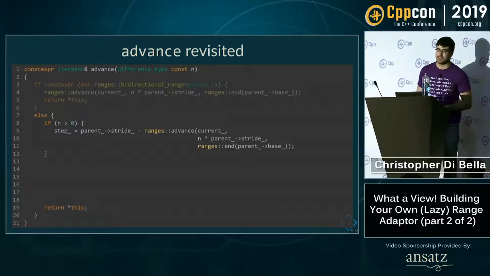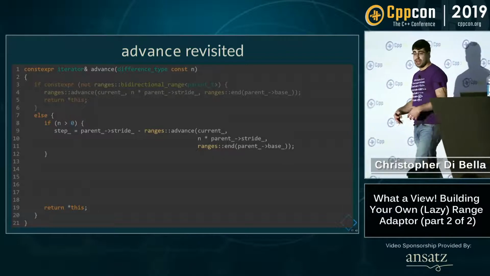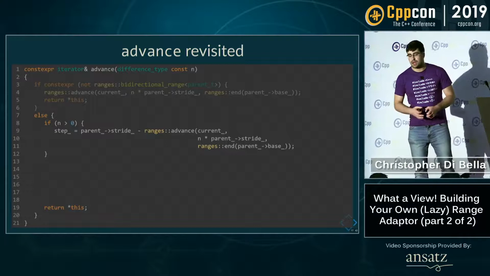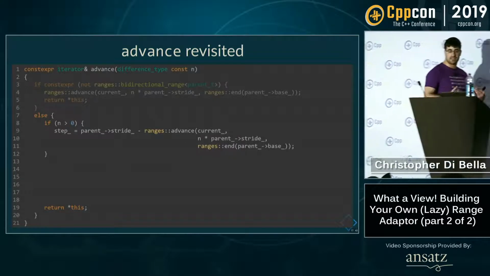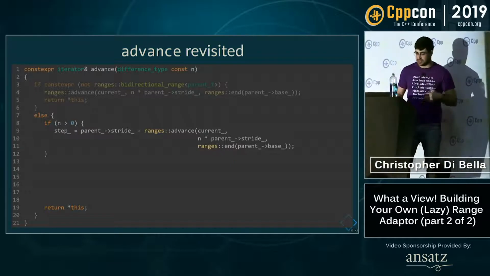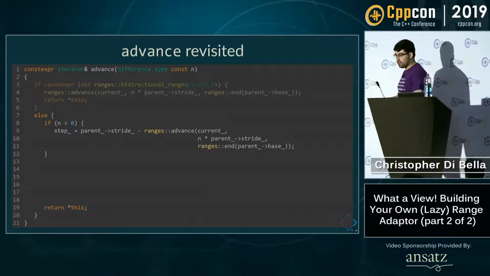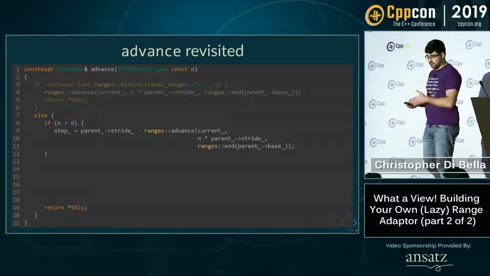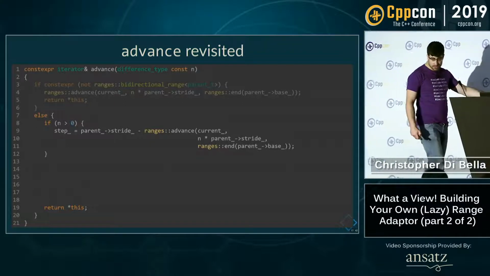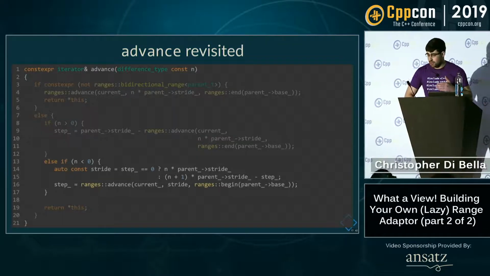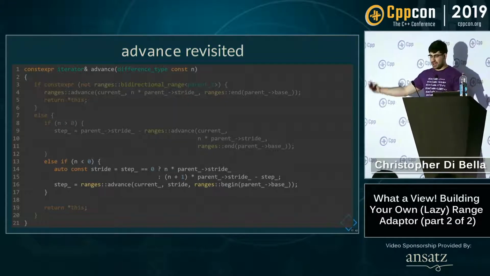So if we expected to take 10 steps and we only took 5, ranges advance will return 5 to indicate we didn't take 5 steps. And what we're going to do is subtract that from the actual stride to indicate this is where our step is. This is how many things we need to move backwards if we want to move backwards from the end, because that's where the stride actually stops.